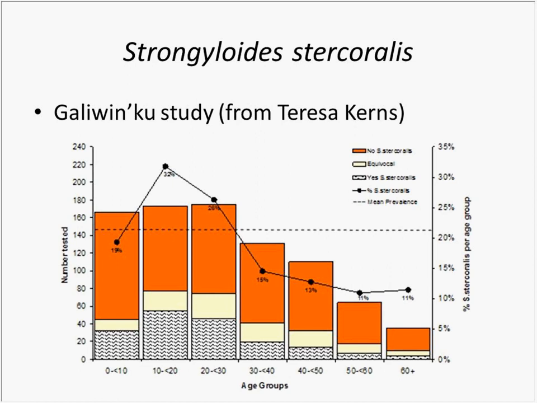And again, a study from Galiwinku looking at prevalence. The line to take notice of is the black line. You can see it starting at 19% in the under 10s, up to 30, 32% in the 10s, and around 20 in the 20 to 30. So it seems to have that pattern of peaking in that group.